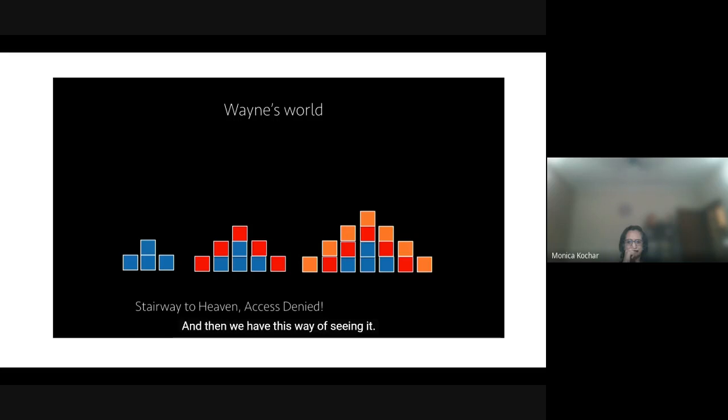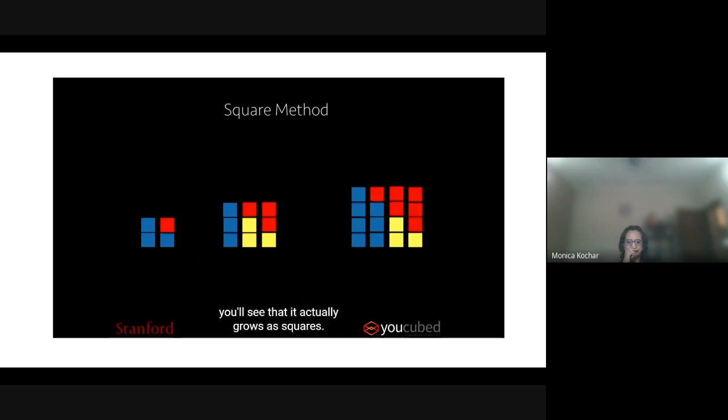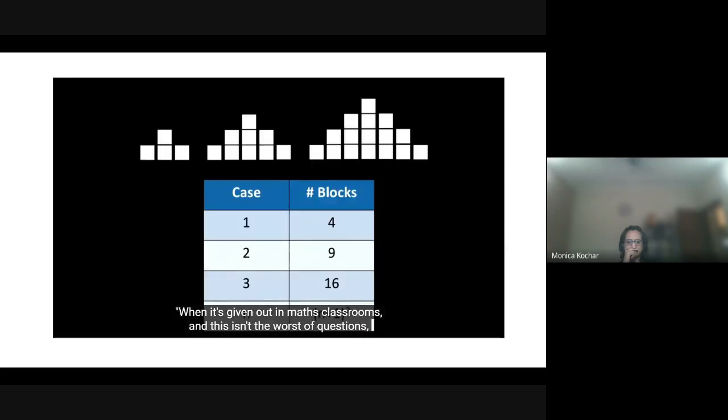And then we have this way of seeing it. If you move the squares, which you always can, and you rearrange the shape a bit, you'll see that it actually grows as squares. So this is what I want to illustrate with this question. When it's given out in maths classrooms, and this isn't the worst of questions, it's given out with the question of how many. And kids count.